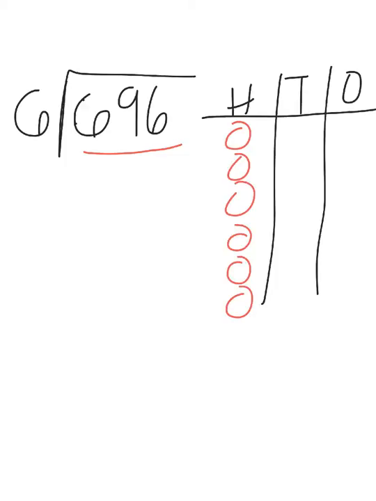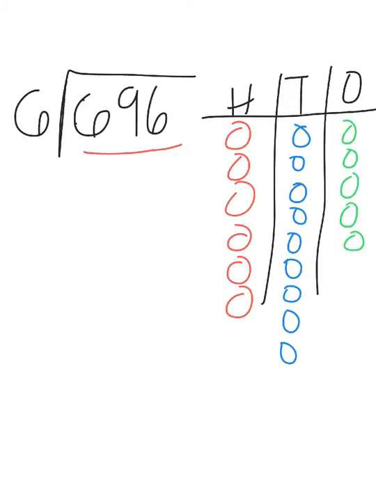How many tens do we have? 9. 1, 2, 3, 4, 5, 6, 7, 8, 9. And how many ones do we have? 6. Great. That's 696, right? So can someone tell me what we're doing when we're dividing it by 6?